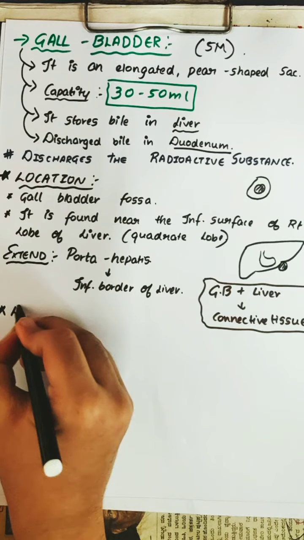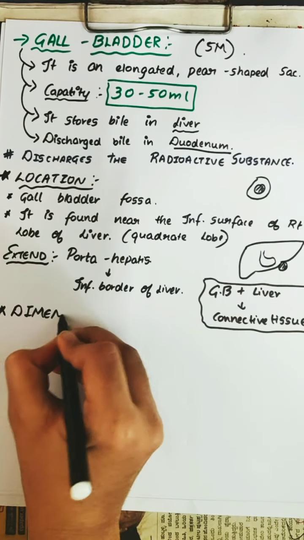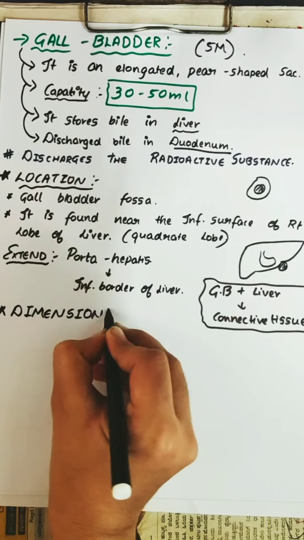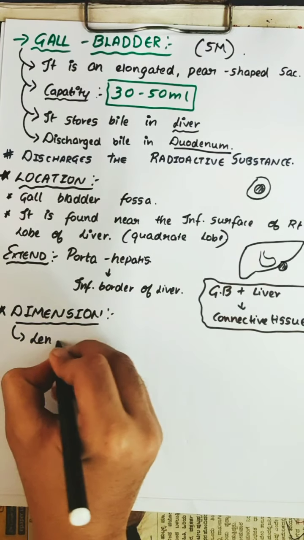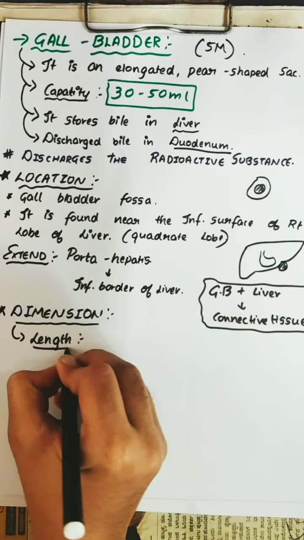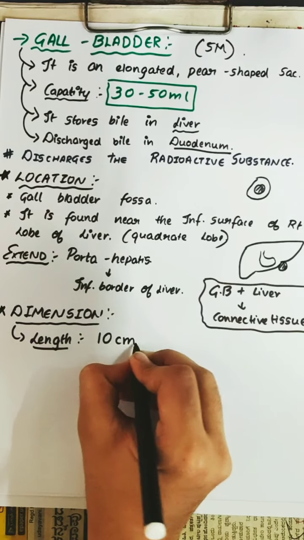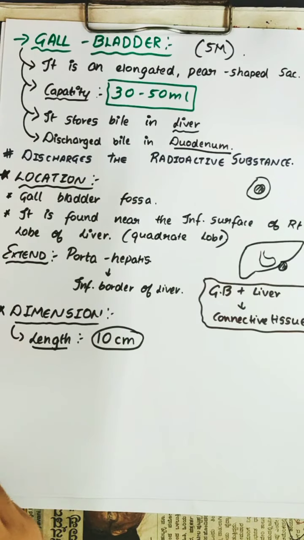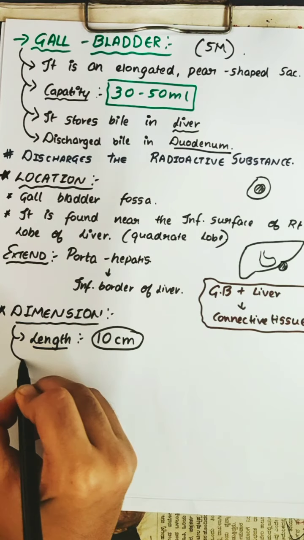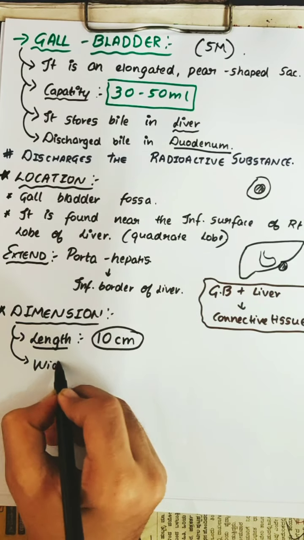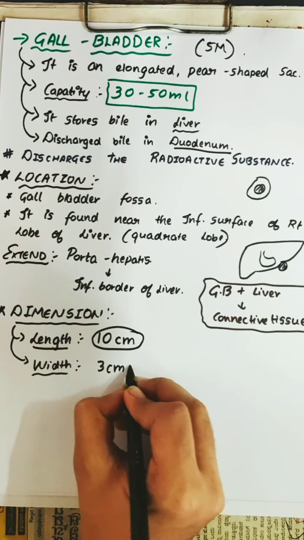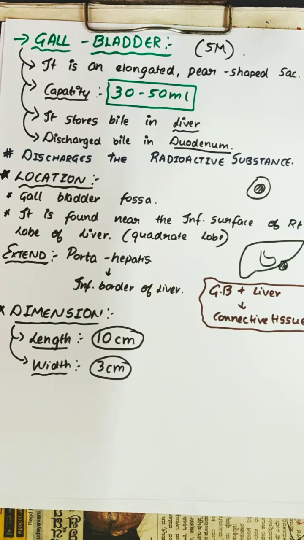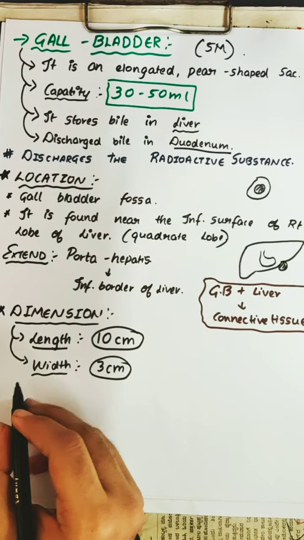Now we'll look at the dimensions. The dimensions of the gallbladder: length is around 10 centimeter and width is around 3 centimeter.